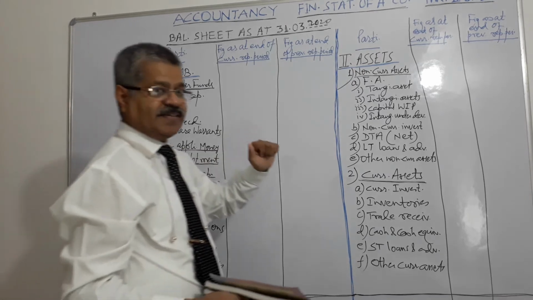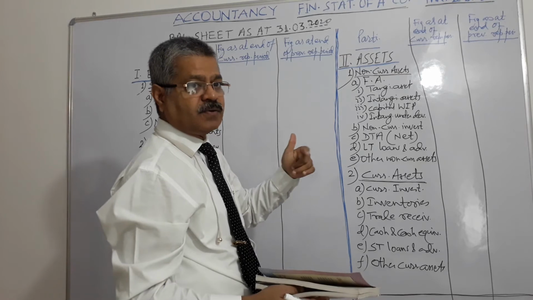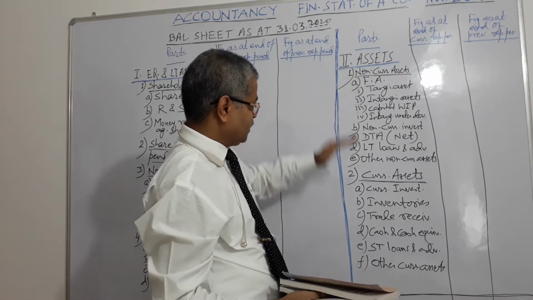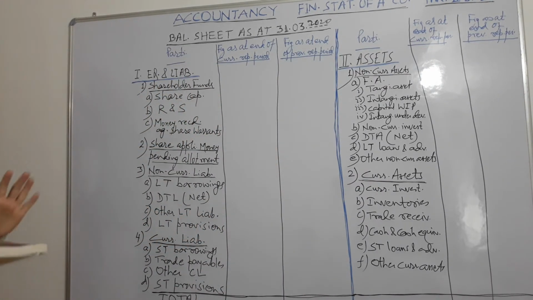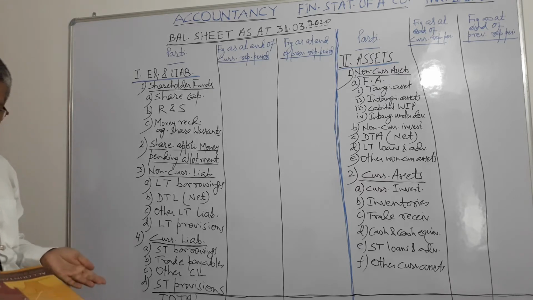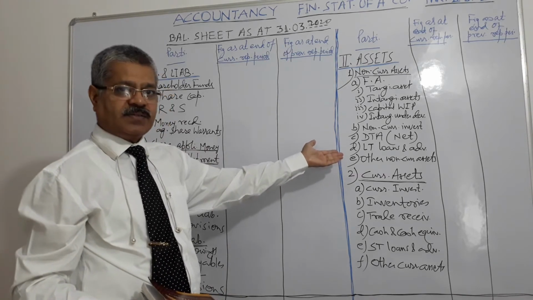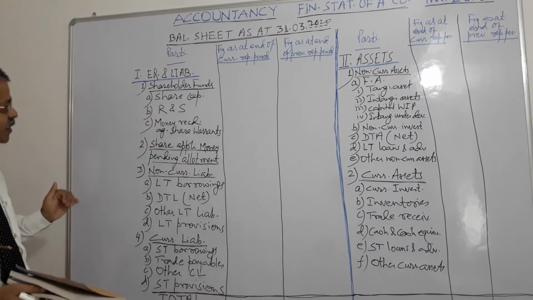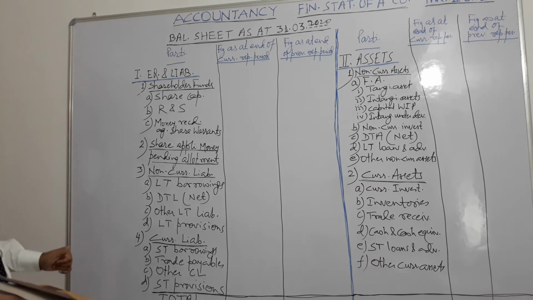Then you go to the asset side. Asset side, there are two major heads, two major items. Non-current assets, current assets, right? Whatever is not classified under current assets is classified under non-current assets, various heads, subheads of non-current assets, right? So, we go to the liability side first.